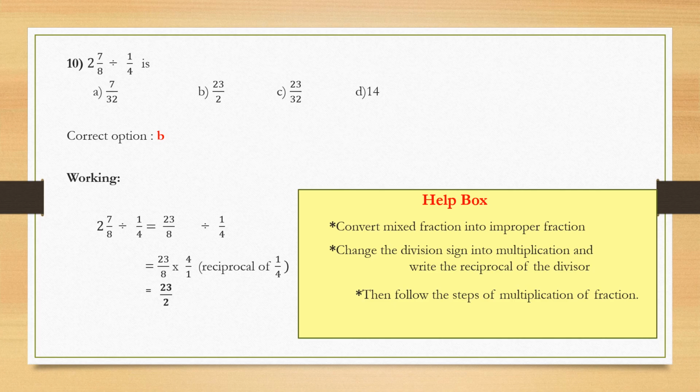So what you did, dividend you converted into an improper fraction, division sign gets converted into multiplication, and take the reciprocal of 1 upon 4, which is 4 upon 1. Now, as you solve the steps of multiplication of fractions in the similar way, you are going to do this also. So 23 upon 8 into 4 upon 1. You can cross simplify over here. 4 ones are 4 and 4 twos are 8. So 23 upon 2 is your answer.